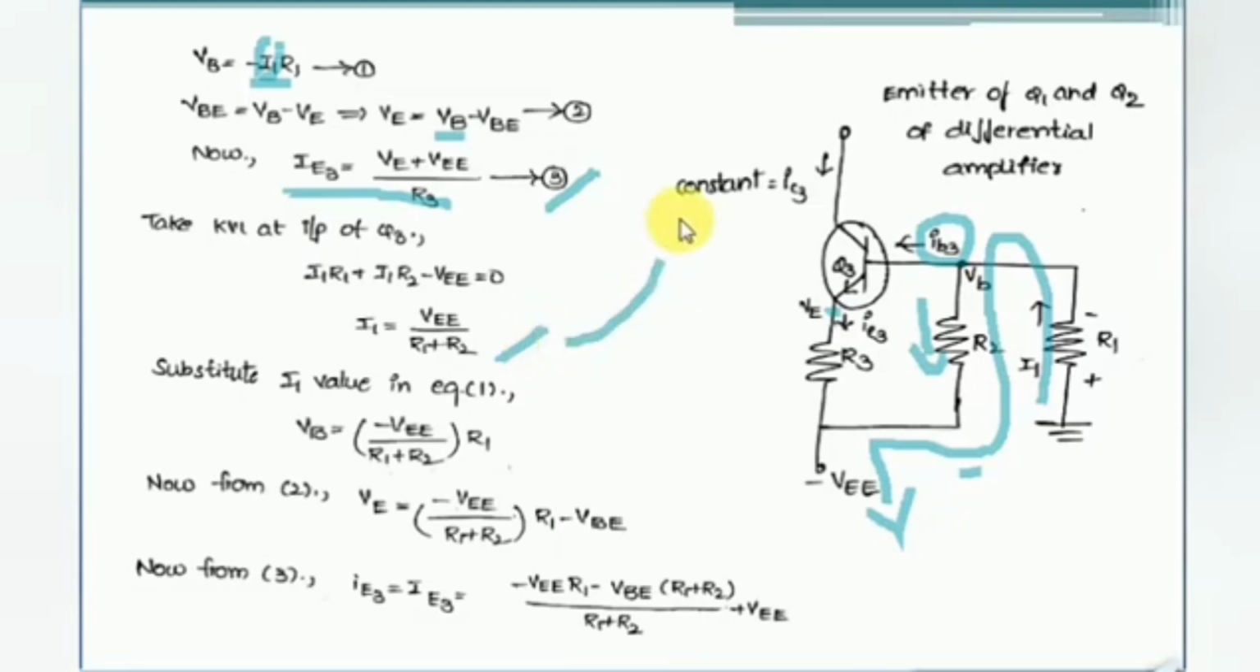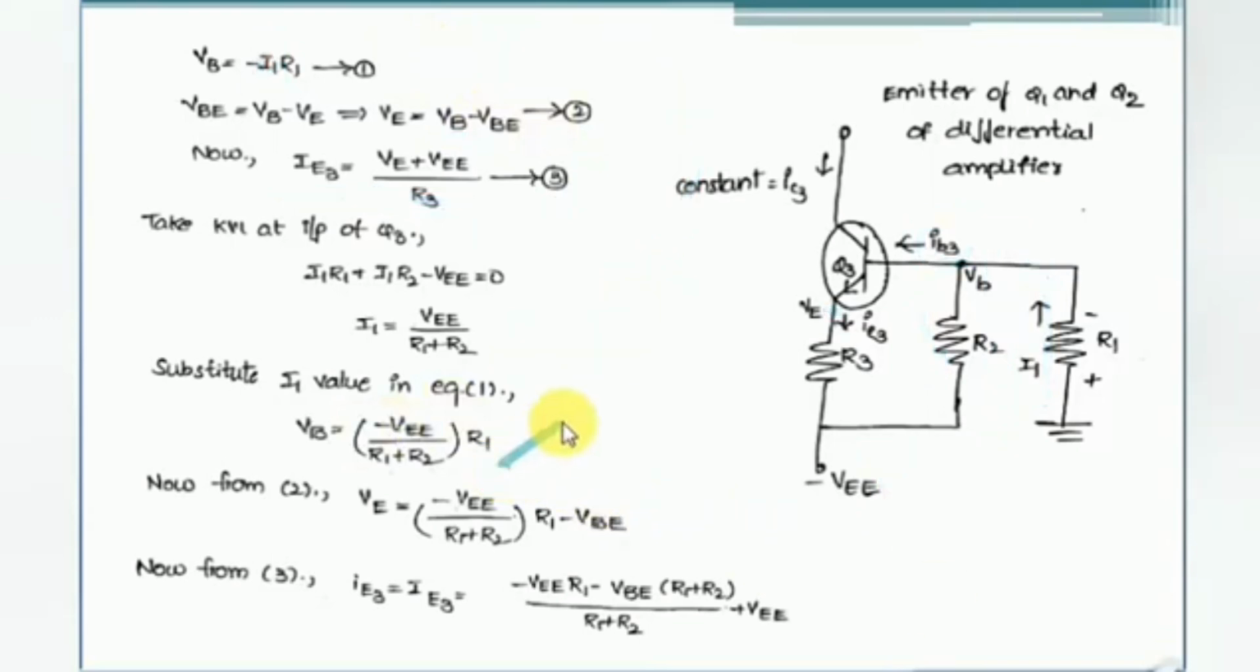Simply substitute this value of I1 in our equation 1. So from this we can write VB as minus VE by R1 plus R2 into R1. Now simply substitute the value of VB in equation 2. Now we will get VE as minus VE by R1 plus R2 into R1 minus VBE. Now we will find the value of VE. Now simply substitute the value of VE in equation 3 in order to obtain the IE3 value.